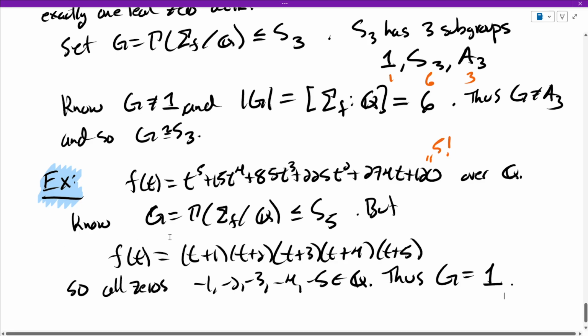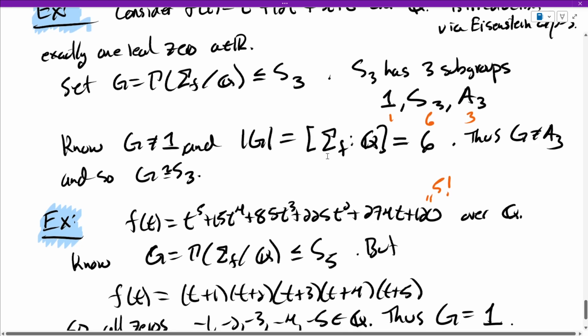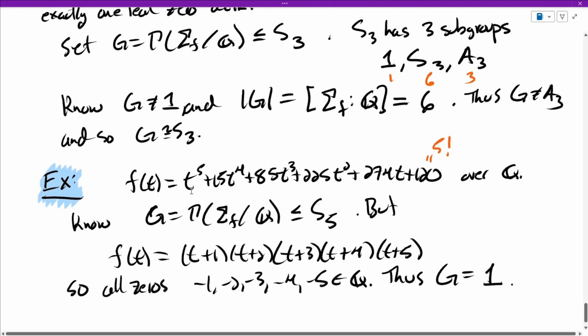Okay, so these are 2 other interesting examples. In this first example, we were able to reason what the Galois group was by having knowledge of the subgroup structure of the symmetric group. In this other one, we just are being careful about the degree and making assumptions on what the Galois group must be. In this case, the degree was 5, but the Galois group was trivial.